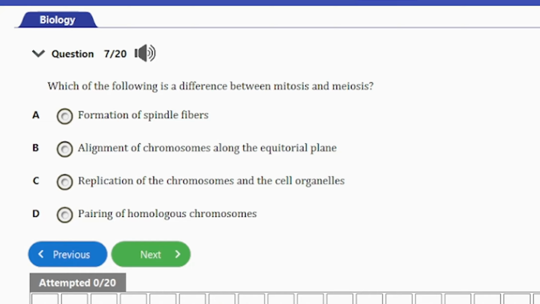So let's consider the next question. Question number 7 here, it says, which of the following is a difference between mitosis and meiosis? A. Formation of spindle fibers. B. Alignment of chromosomes along the equatorial plane. C. Replication of the chromosomes at the cell and the cell organelles. D. Pairing of homologous chromosomes. So guys, the correct answer to this question is option D here. So that's the major difference between mitosis and meiosis, pairing of homologous chromosomes.